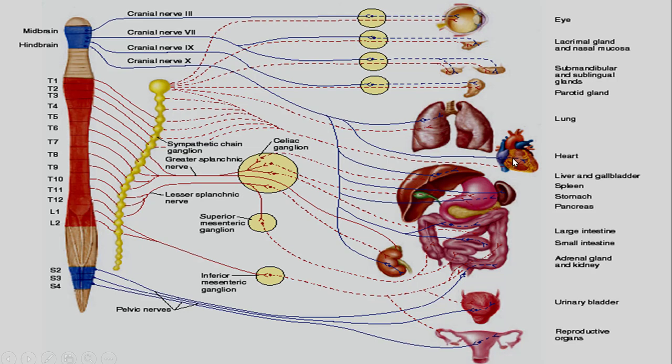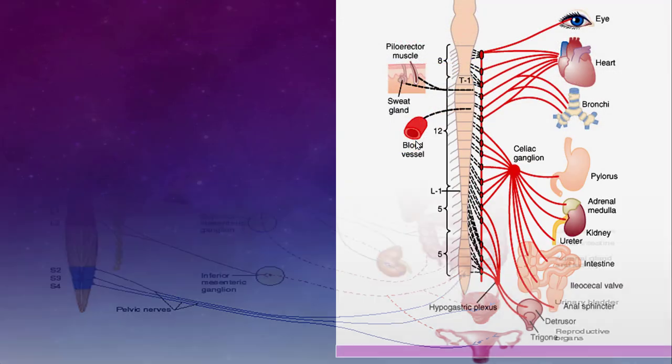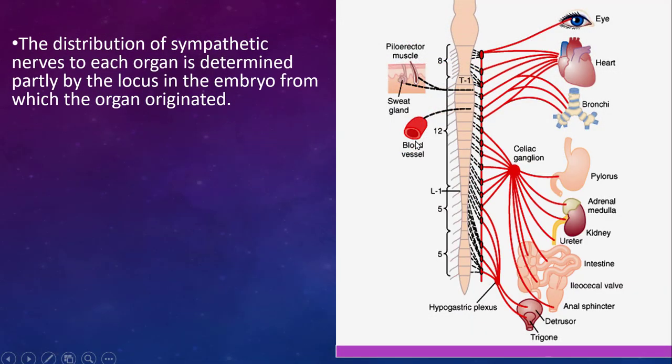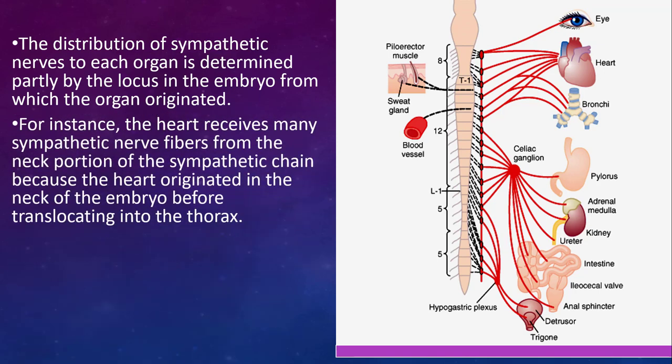The superior, medial and inferior ganglia supply the organs in the head. The distribution of sympathetic nerves to each organ is determined partly by the locus in the embryo from which the organ originates. For instance, the heart receives many sympathetic nerve fibers from the neck portion of the sympathetic chain because the heart originates in the neck of the embryo before being translocated into the thorax.